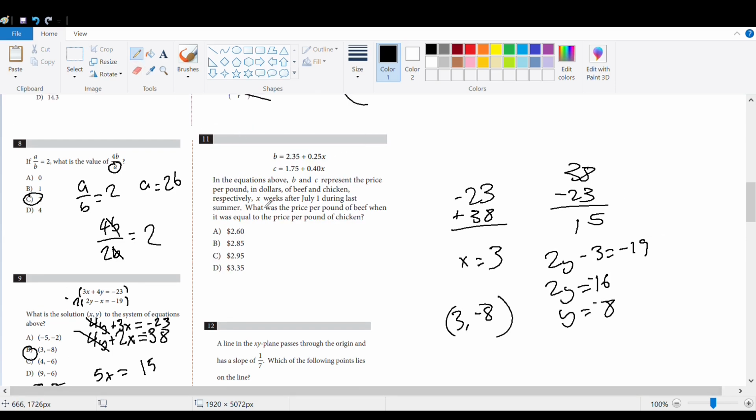And 11. In the equations above, B and C represent the price per pound in dollars of beef and chicken, respectively, x weeks after July 1st during last summer. What was the price per pound of beef when it was equal to the price per pound of chicken? So we just want to set B equals C, and because both are equations, we just set the equations equal to each other. And here I'm just going to remove the work we did for 9.